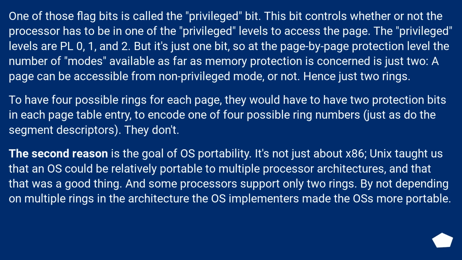The second reason is the goal of OS portability. It's not just about x86. Unix taught us that an OS could be relatively portable to multiple processor architectures, and that was a good thing. And some processors support only 2 rings. By not depending on multiple rings in the architecture, the OS implementers made the OS more portable.